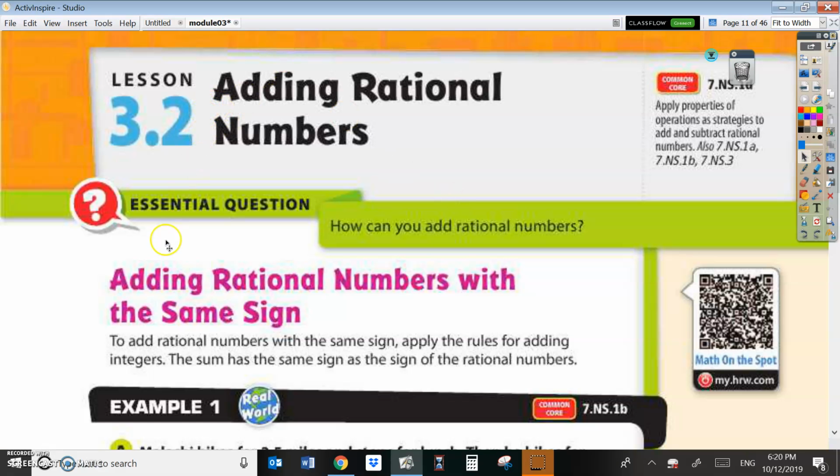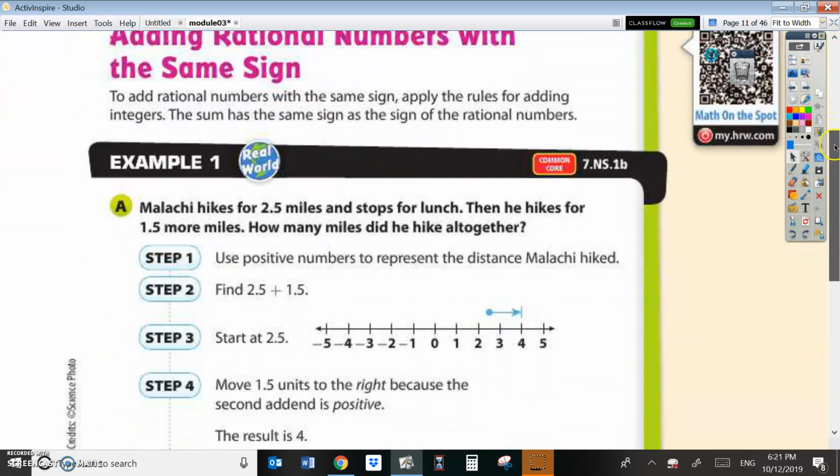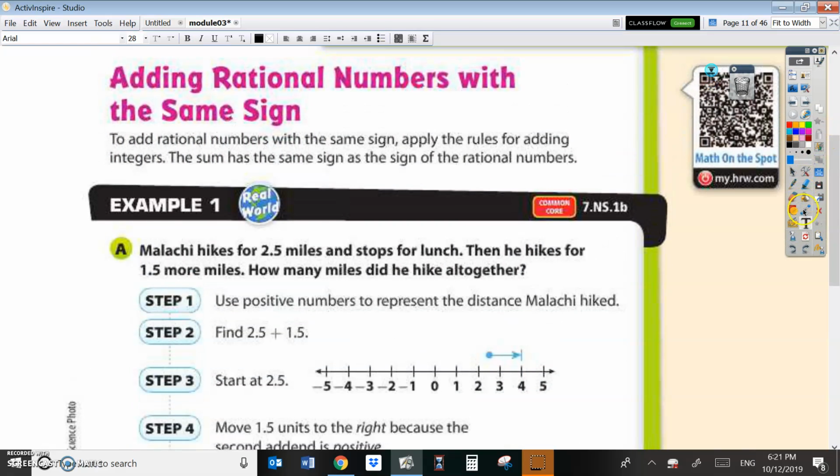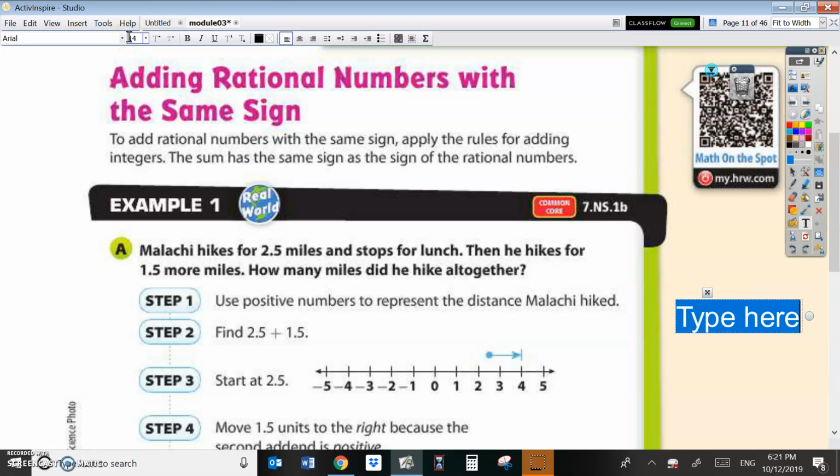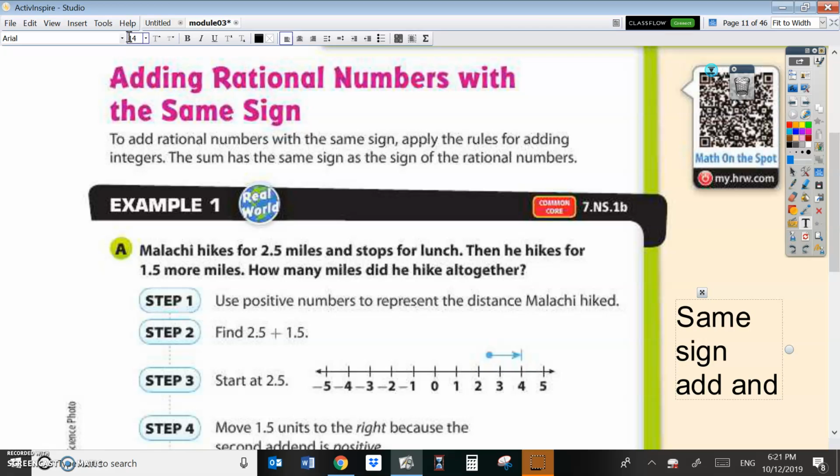So you're adding rational numbers. Remember, adding rational numbers with the same sign is same signs add and keep. So that just needs to be used with fractions and decimals. Same sign add and keep.